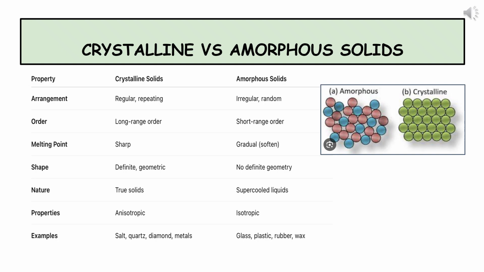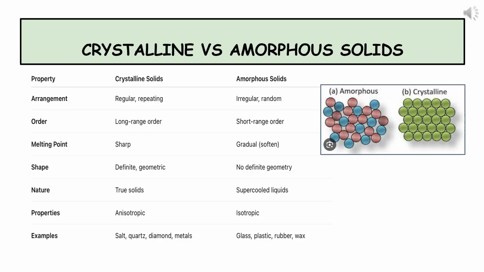Crystalline versus amorphous solids. The properties of crystalline solids are that they are arranged in a regular and repeating manner. They have long range order. Their melting point is sharp. They have a definite geometry, meaning they are arranged in a sequential manner. Their nature is true solid. Their properties are anisotropic. Examples are salts like NaCl, quartz, diamonds, and metals.